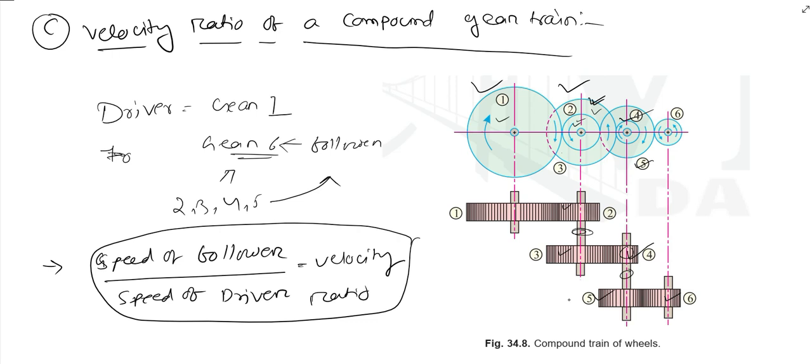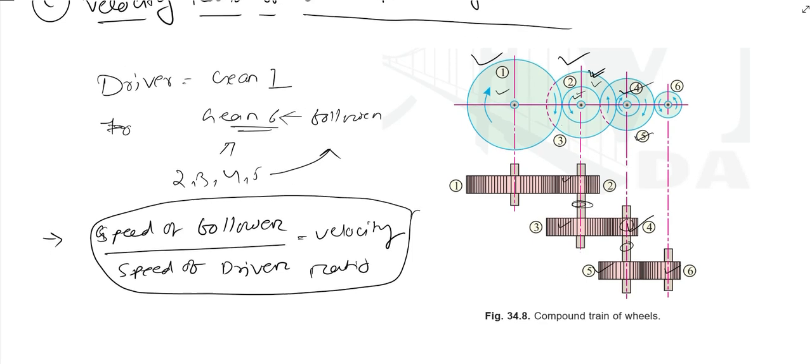In gear 1 and gear 2, gear 1 is driving gear 2, and gear 2 and gear 3 are both mounted on a single shaft. That means both have the same speed. So gear 3 is driving gear 4. So next we will compare gear 3 and gear 4, and next we will compare gear 5 and gear 6. Like gear 1 and gear 2, we will get the equation between gear 3 and gear 4 and gear 5 and gear 6.